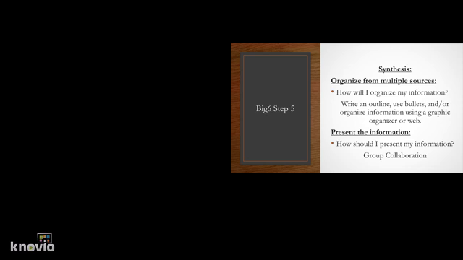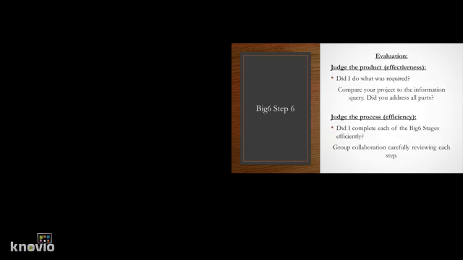Well, that needs to be a group collaboration effort, and you need to decide with your group how you want to present your findings. Okay, guys, we are almost done. Step 6, evaluation. Did I do what was required? You need to compare your project to the information query. Did you address all parts Ms. Kennedy is asking for? Then judge the process. Did I complete each of the Big 6 stages efficiently? Again, this needs to be a group collaboration project where you carefully review each step.